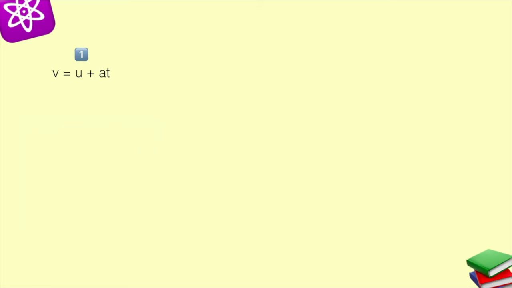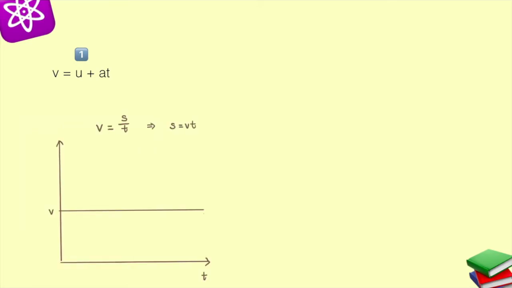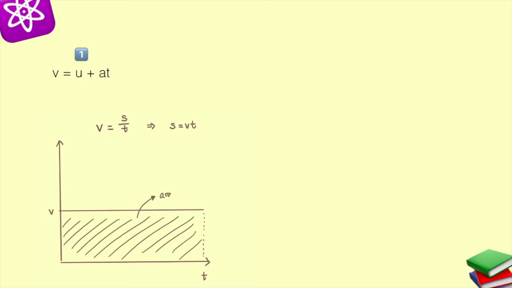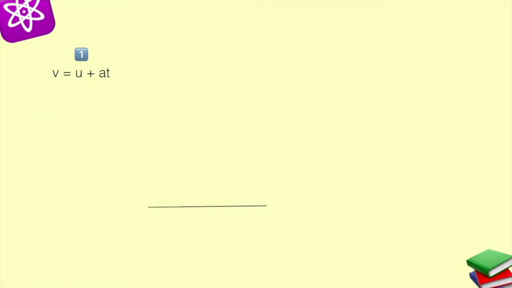So here is a motion graph in the case of a constant velocity. We can see that the area under the graph is equal to v times t, which is equal to displacement. So from this graph, we know that the area on the velocity-time graph is always equal to the object's displacement. Now we can consider a case where v is changing and acceleration is constant.